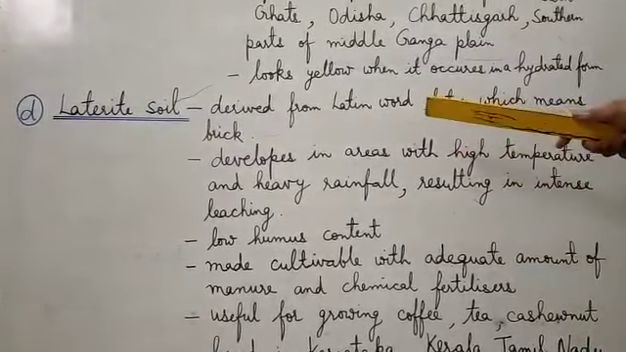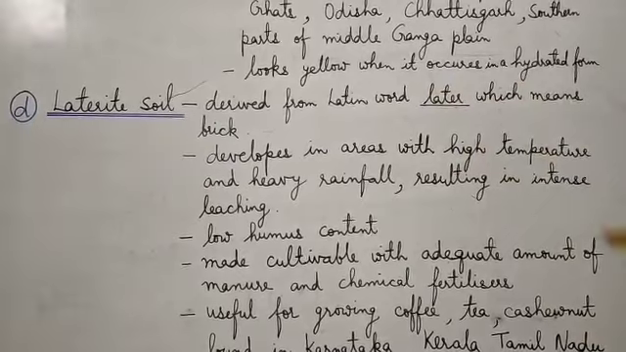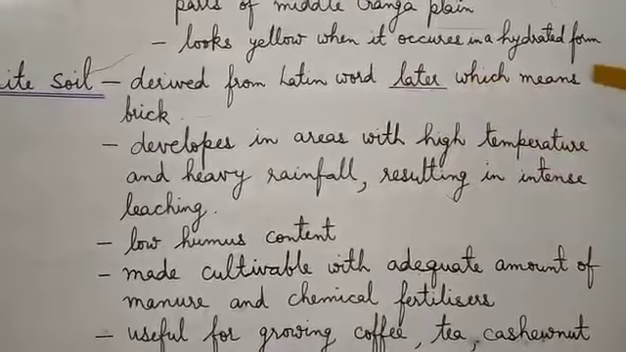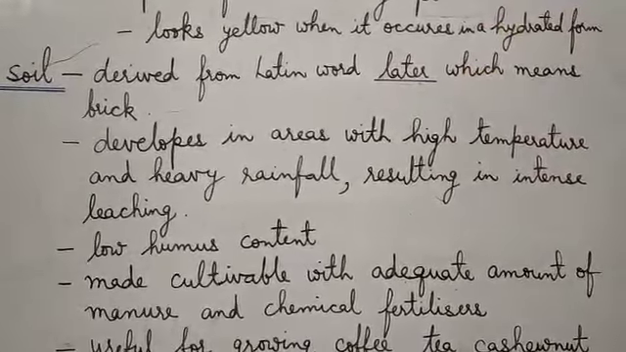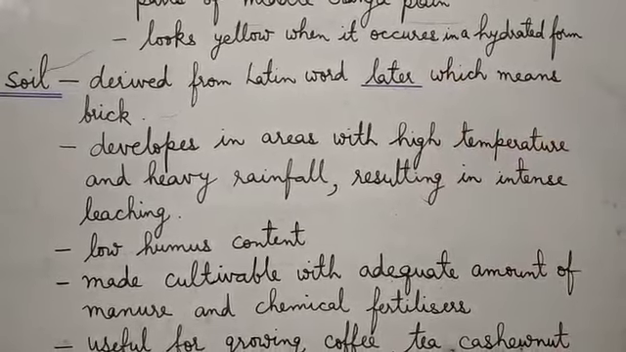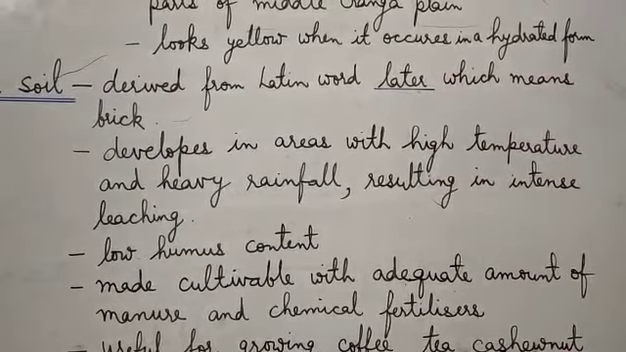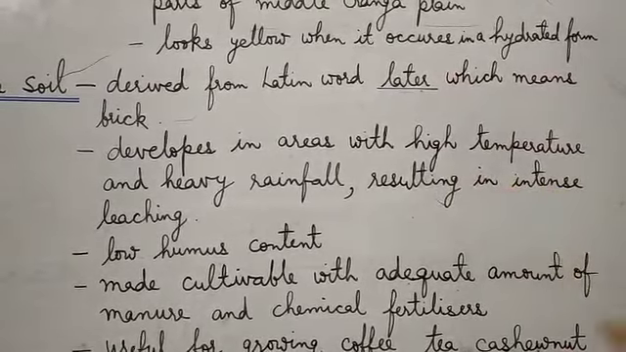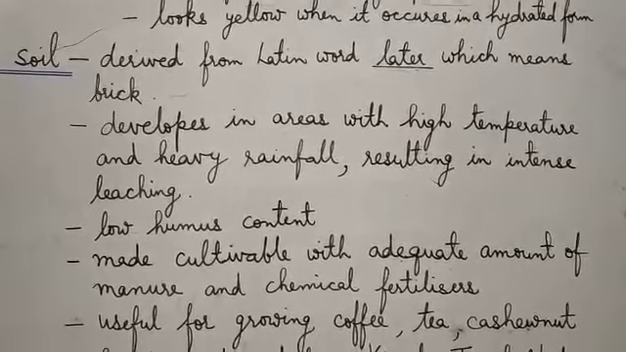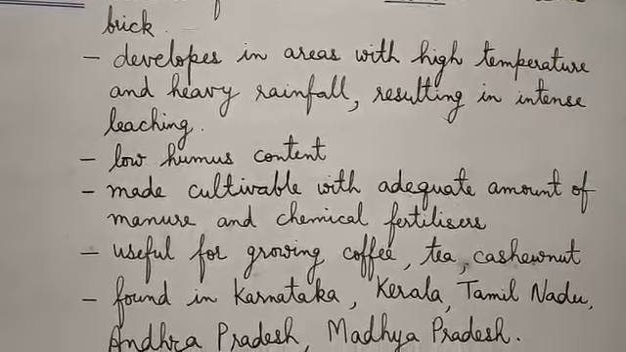Next and the last soil is a laterite soil. It is derived from the Latin word later, which means brick. It develops in the area where temperature is high and rainfall is heavy, resulting in intense leaching. So the soil which is formed due to intense leaching is a laterite soil.